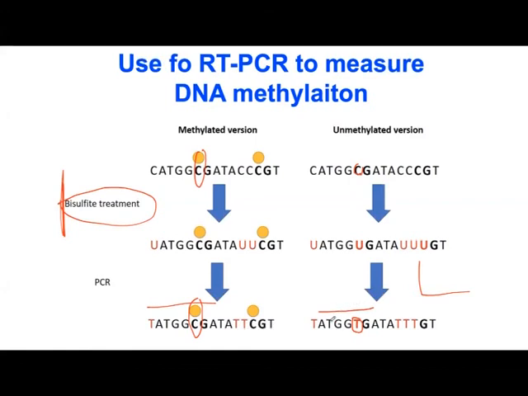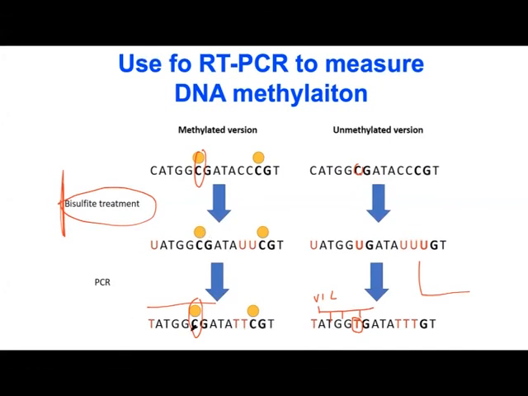Or you can design a probe with different fluorescence. This will be VIC and this will be FAM. It's again the same principle, it's just how you design the primers or the probe that binds to different genotypes. And you can also quantify the methylation. You can use the quantitative method, and you can also use the HRM for methylation.